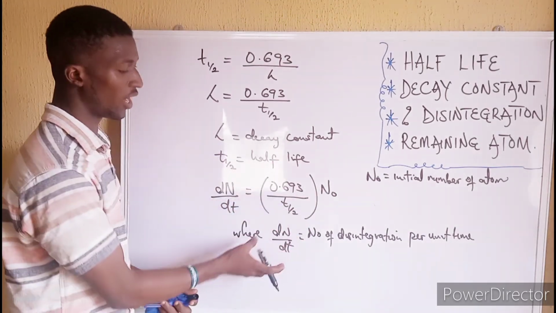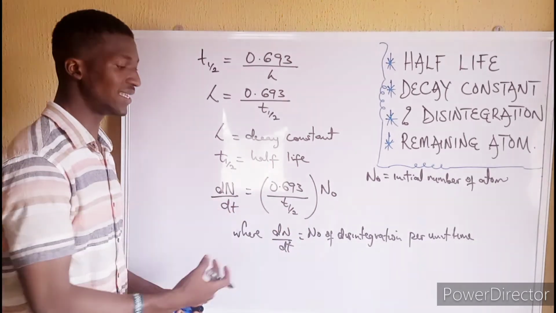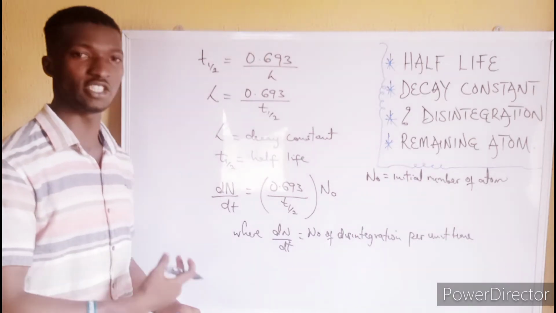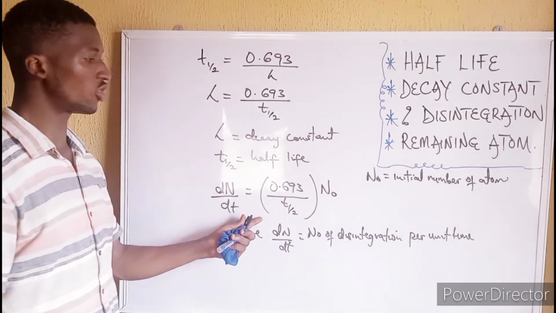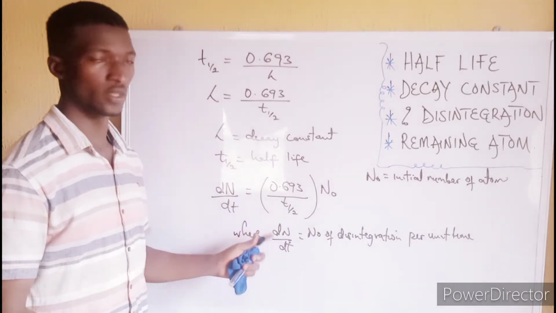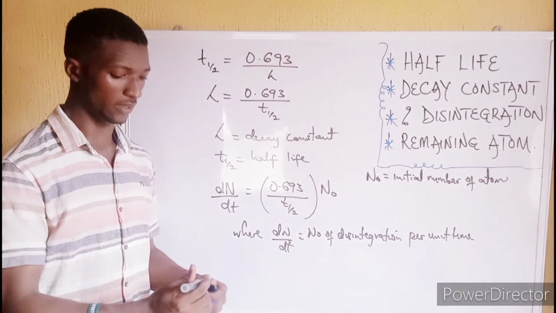So in this case, you can be asked to determine the number of disintegrations per unit time. This is the relationship I expect you guys to be using. I will take a reference question on this aspect.